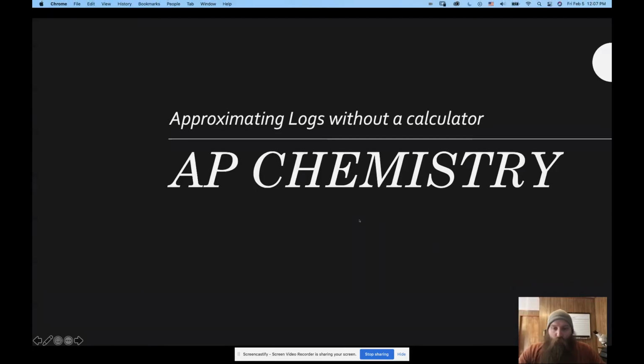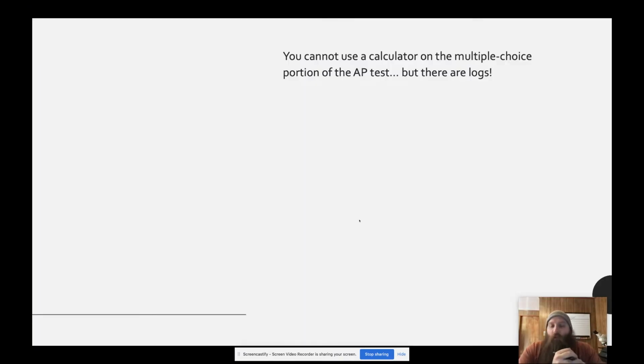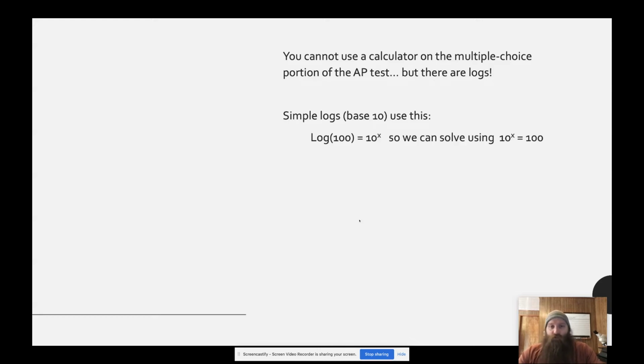All right. Real quick, let's look at how we're going to approximate logs without using a calculator. Now, the problem that we're going to run into, or not really a problem, the opportunity that we're going to run into in AP or dual enrollment chemistry is that if you're taking the AP test, you can't use a calculator on the multiple choice part. And there are logarithms on the multiple choice part. So we need to know how to approach a logarithm problem and have a plan to deal with that without using our calculator.